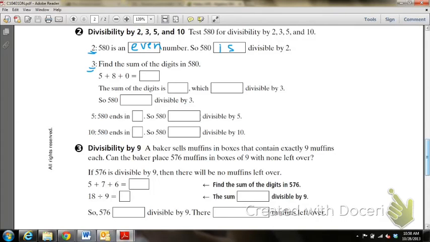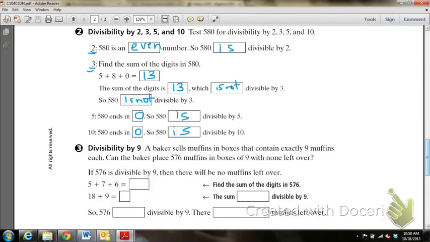To check for the rule of 3, you find the sum of the digits. 5 plus 8 is 13, plus 0 is 13. The sum of the digits is 13, which is not divisible by 3. So 580 is not divisible by 3. 580 ends in a 0, so 580 is divisible by 5. And 580 ends in a 0, so it is also divisible by 10.